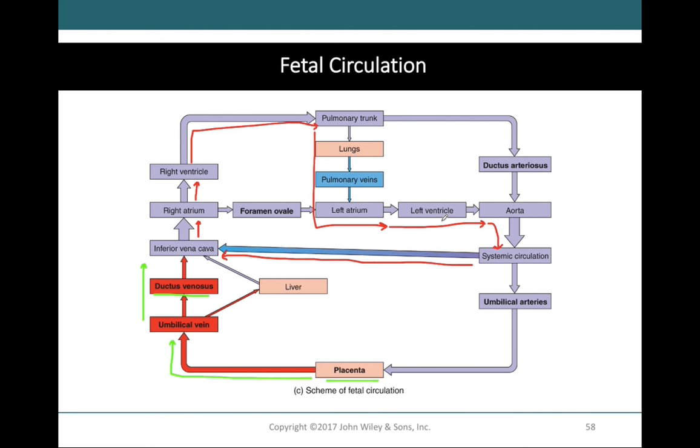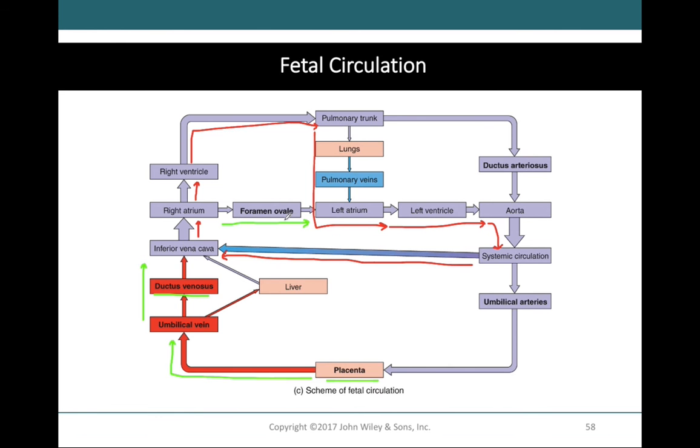these next two structures. The first of which is referred to as the foramen ovale. The foramen ovale is a tiny hole in the wall of the right atrium that allows blood to go directly from the right atrium into the left atrium. Through this structure alone, we can bypass the entire pulmonary circulation.